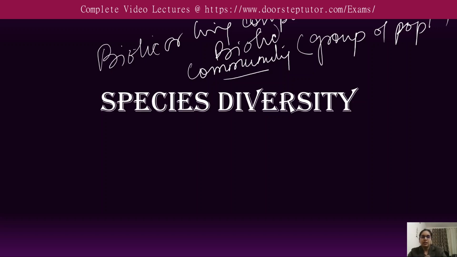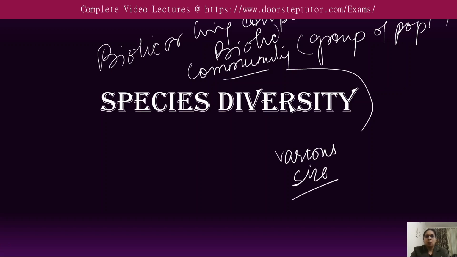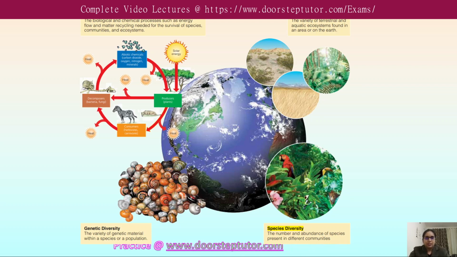So we are talking about the biotic community, and species diversity is a fundamental characteristic of the biotic community. The biotic community consists of interlocking food chains, and each species depends on one another, including various species which are taxonomically unrelated. This community can be of various sizes, small or of a different type also. So this is a picture or diagram.